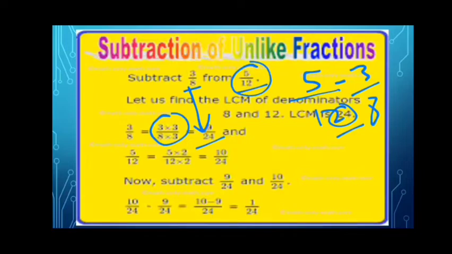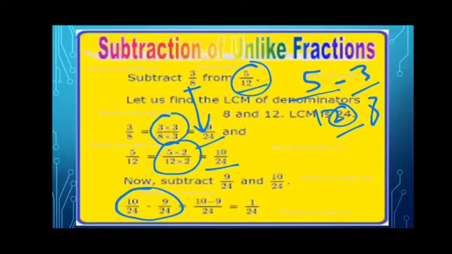Alright, that is 2. So 5 over 12, multiply the numerator by 2 and the denominator by 2, leaves the denominator as 24, which is the LCM. So the two fractions now have a common denominator. So you've gotten that.